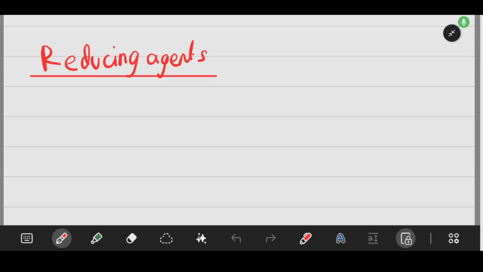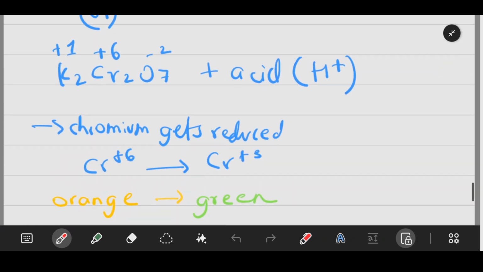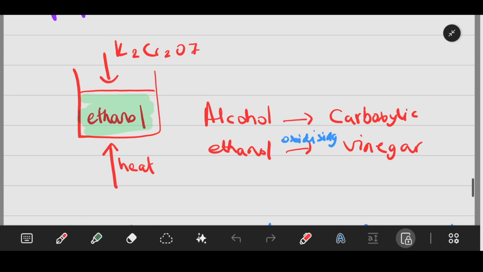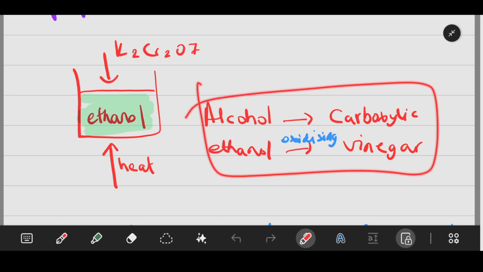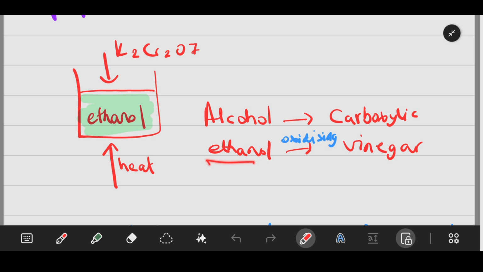Okay. Now, in order for me to explain this to you, I need to go back a little bit and show you this reaction once again. In this particular reaction, I used ethanol and added an oxidizing agent to it, and I got vinegar. Now, if I want ethanol back from the vinegar that I just produced, what do you think I need to add? Of course, it will be a reducing agent. To get ethanol back from the vinegar, I need a reducing agent. So it's basically the reverse of what we did for the oxidizing agent.